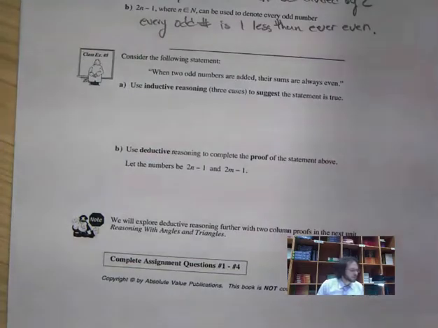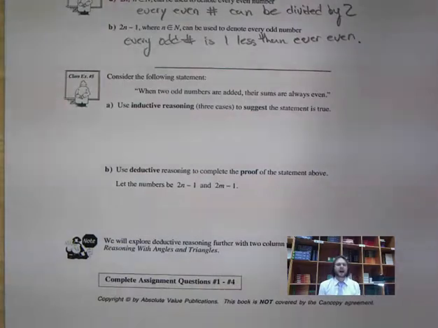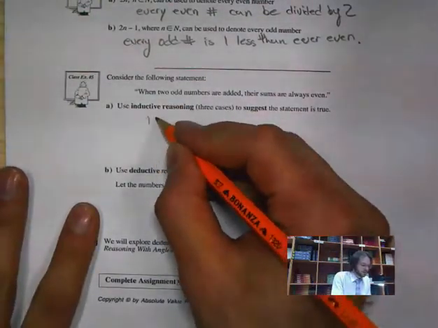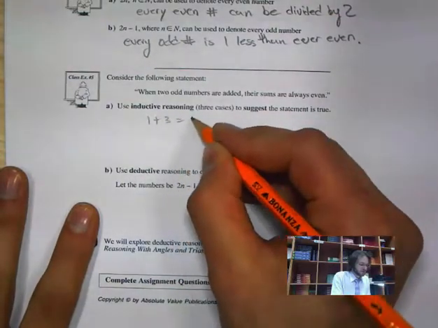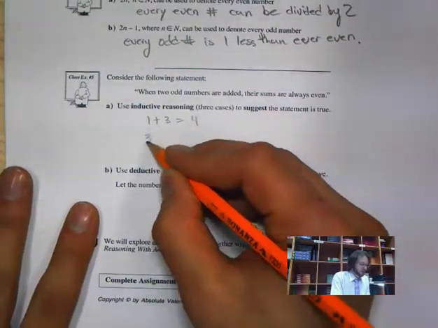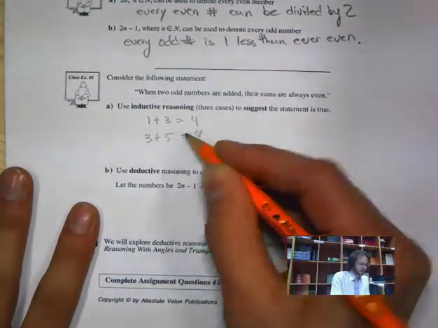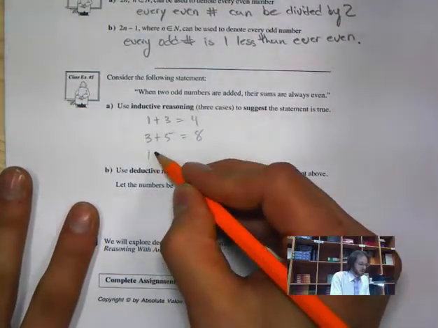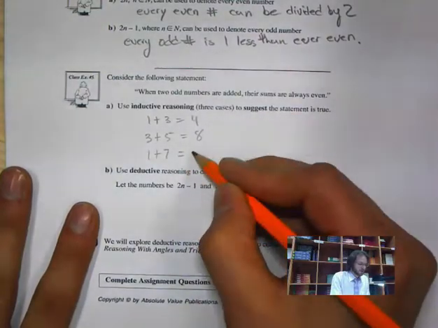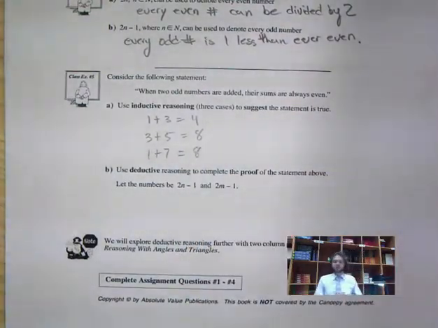Now, consider the following statement. When two odd numbers are added, their sums are always even. Use inductive reasoning, 3 cases, to suggest the statement is true. So we're going to use inductive reasoning. Two odd numbers are added, their sums are always even. So we have 1 plus 3 is equal to 4. That's true. Let's try 3 plus 5 is equal to 8. What about 1 plus 7 is equal to 8 as well? So those are all true.